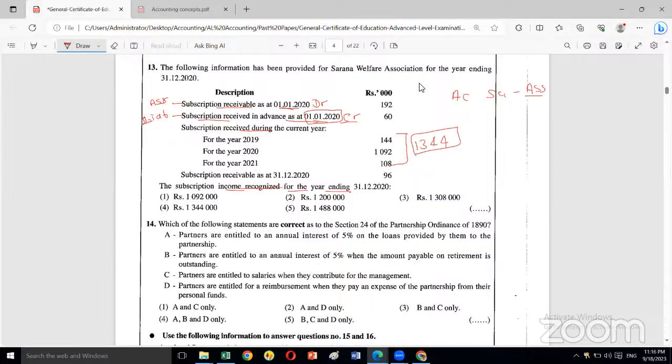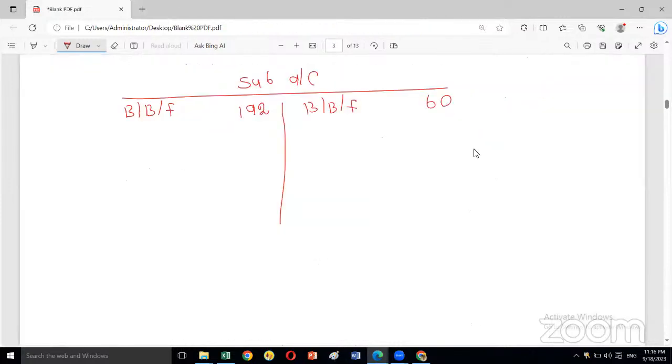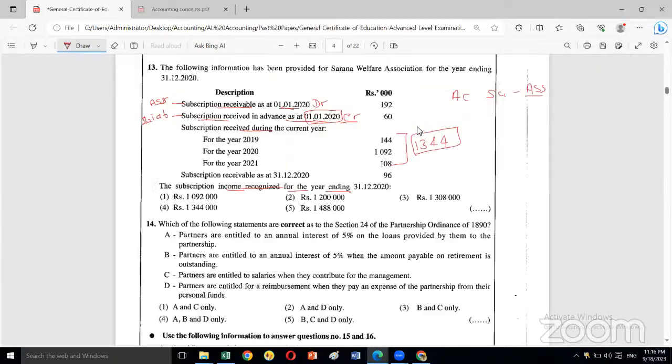When I am receiving cash, cash account, debit. Which account, credit? Subscription account. Cash account debit means what is the other account? Subscription account, credit, 1,344. Okay. Cash account, debit. Subscription account, we should record it under which side? Credit side.